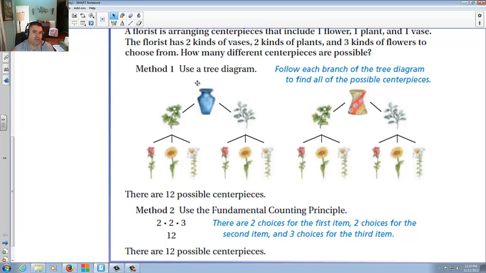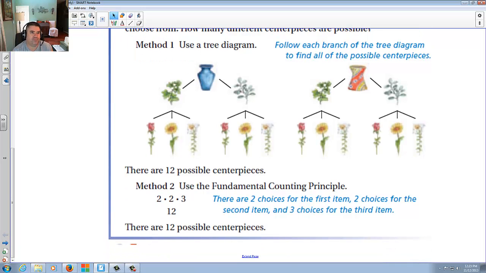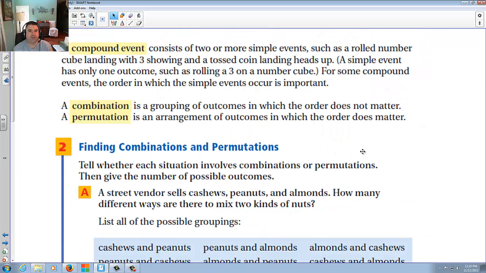Makes it easier. So the first way, you can draw them all out, a tree diagram if you like, or you can just say 2, 2, and 3, 2 times 2 times 3 is 12. Either one will work. Now for the second one, a compound event means there's more than one event happening at once.